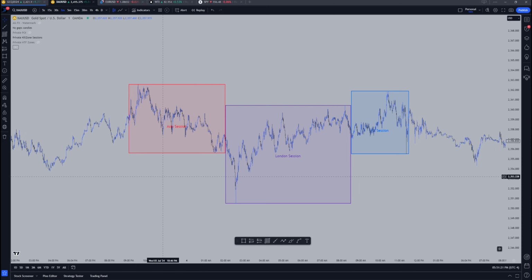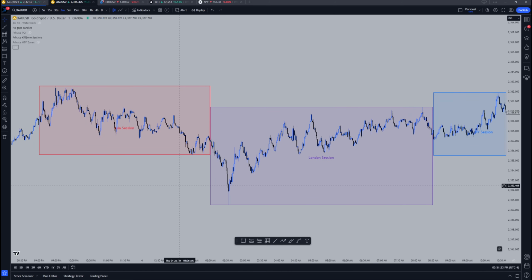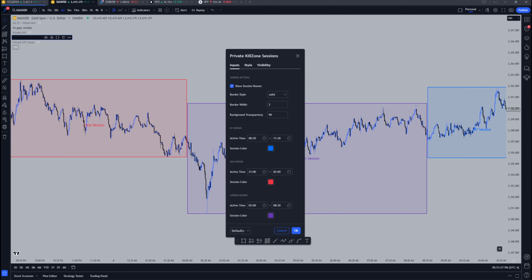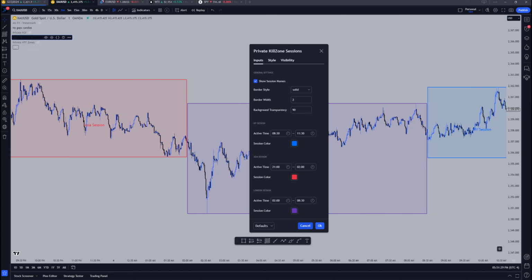These timings are all based on time zones, so you want to convert it to the time zone that you are in. For me, I'm in EST.